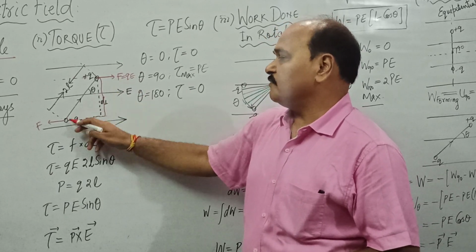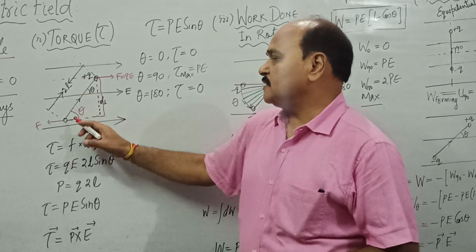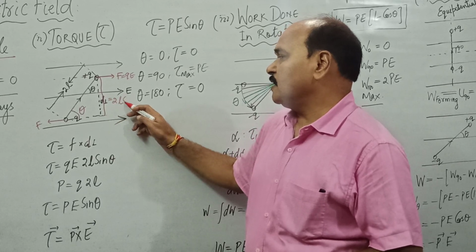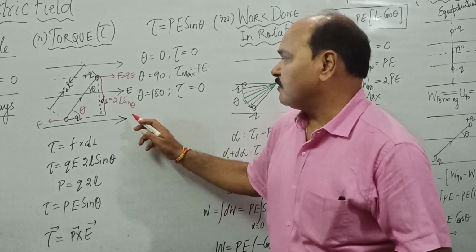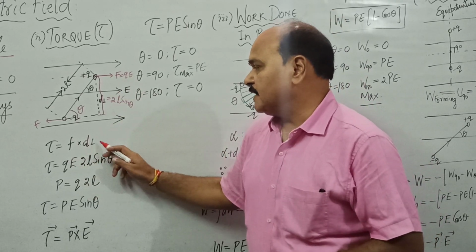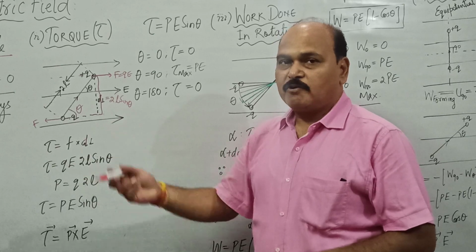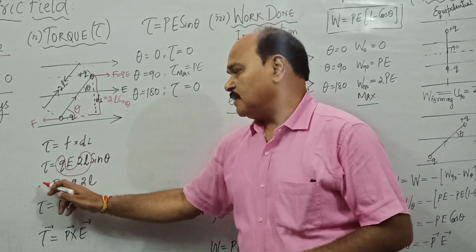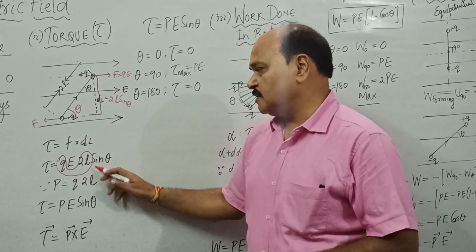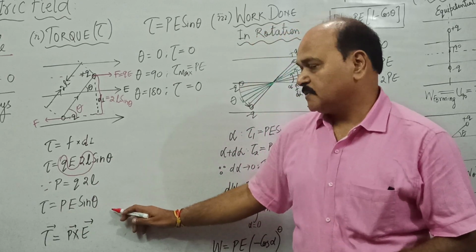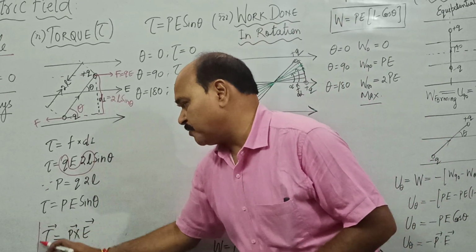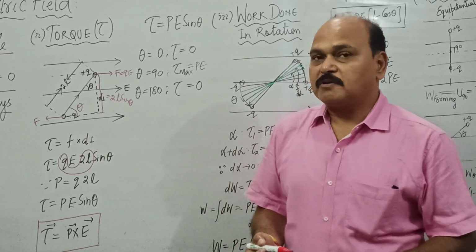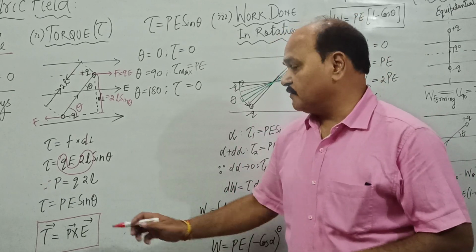Well, this distance is 2L. We know this angle is theta. So this distance is going to be 2L cos theta, and this distance, which is perpendicular distance, is going to be 2L sin theta. And if we substitute the value of force QE here and the distance as 2L sin theta, what do we get? The value of torque. Q into 2L we know is the value of electric dipole moment, and if we substitute this value here, we get PE sin theta. Or we can write it in terms of cross product, we can write the torque as P cross E. The torque is the cross product of electric dipole moment vector and electric field vector.